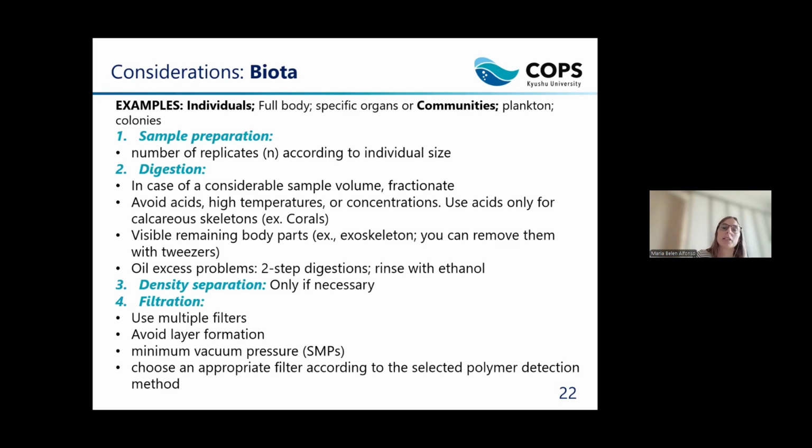For example, if you're working with the stomach content of birds, you might need to reduce the number of replicates. But in the case of plankton samples, you will have a lot of samples from your plankton net. So you can use as many replicates as you want. The more replicates you use, the better, because your data will be more sound and will have less error. For the digestion, in case of a considerable sample volume, you need to fractionate.